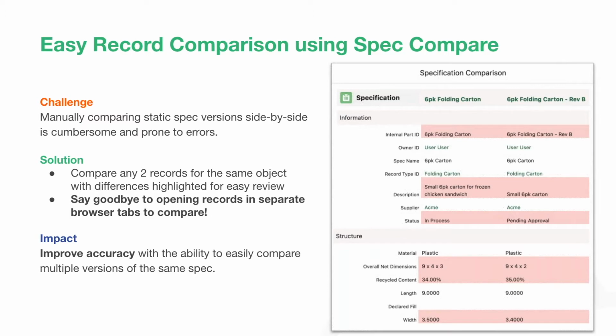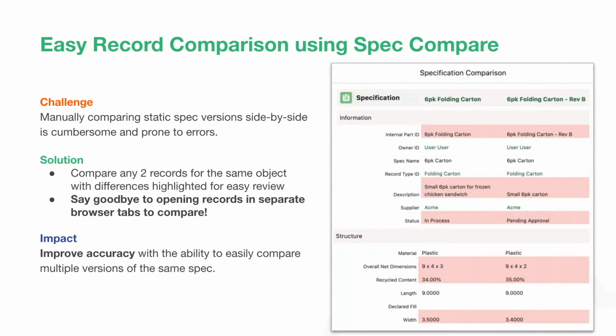So until now, how did users compare two specifications? It was a very cumbersome process. Users had to open each record in two separate browsers, resize their tabs to fit the monitor, and manually scroll through both tabs and compare all the fields side by side. Just listening to this, it's a very cumbersome process, very time consuming, and prone to errors. And that's why we are launching the Spec Compare feature.